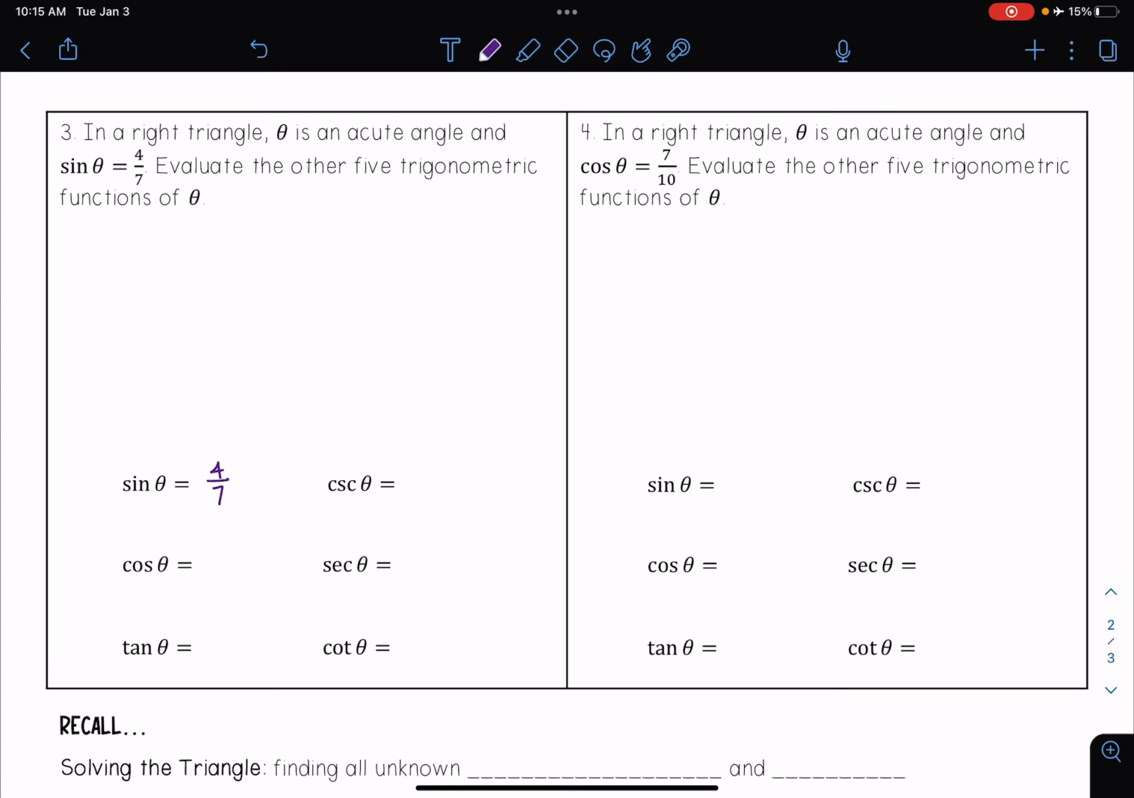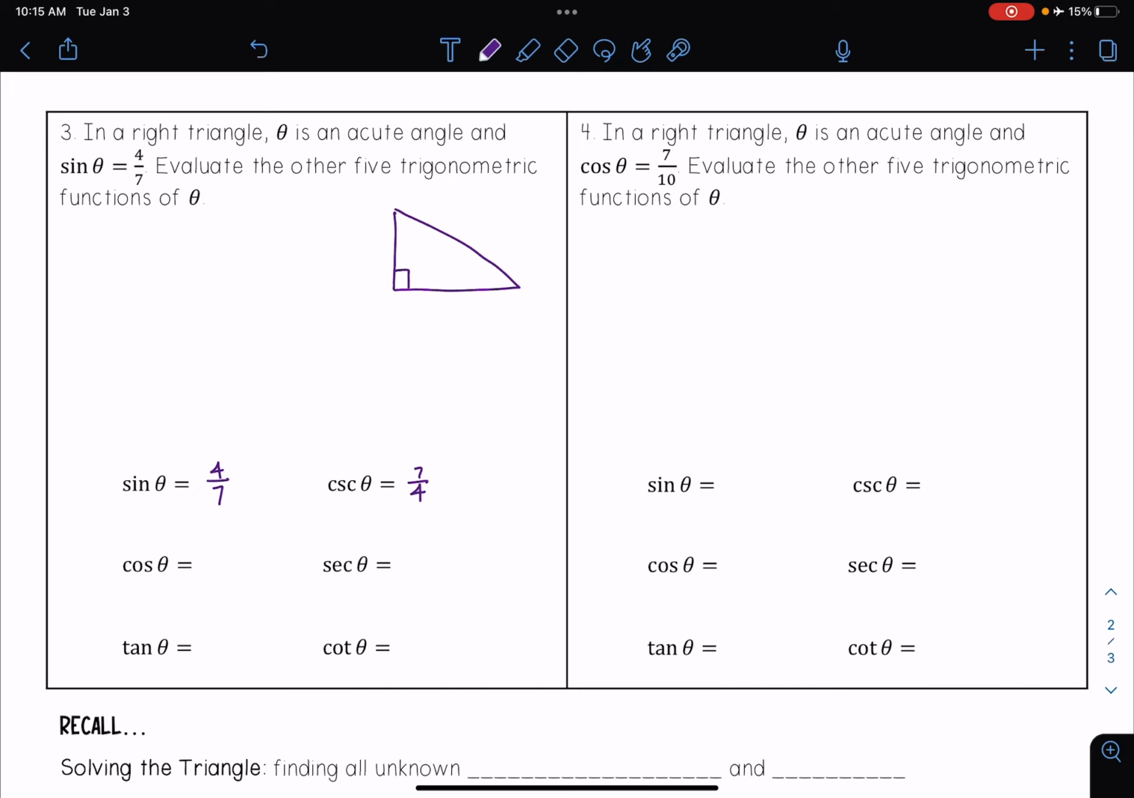So that means I automatically can tell what cosecant is because I know cosecant is the reciprocal of that. So cosecant of theta is going to be 7/4. But now I need to figure out what these other ones are, and for those I need to know what my missing side is. So I'm going to go ahead and draw a right triangle so we can get a visual of what's happening here.